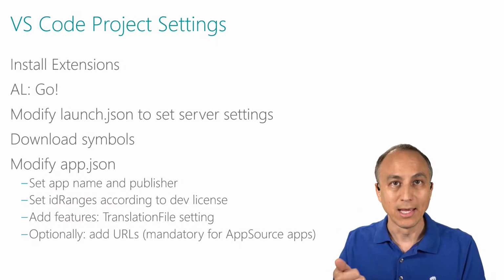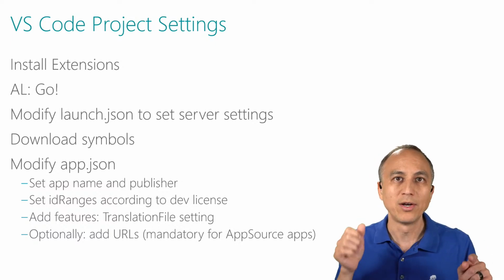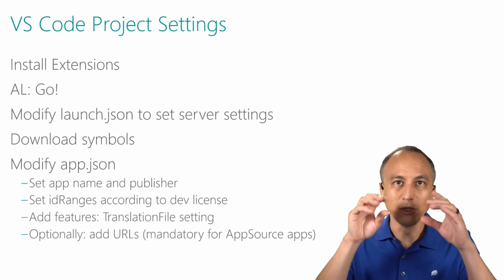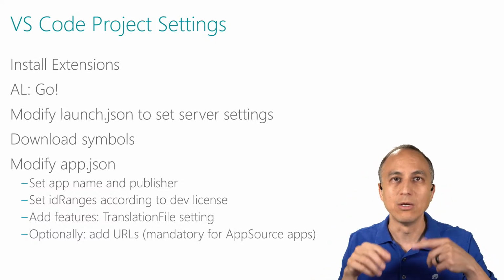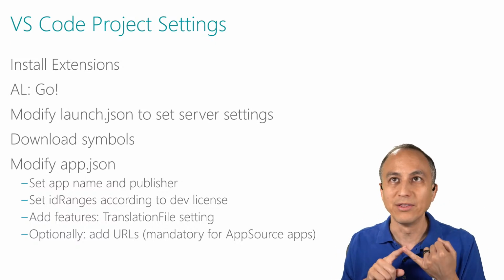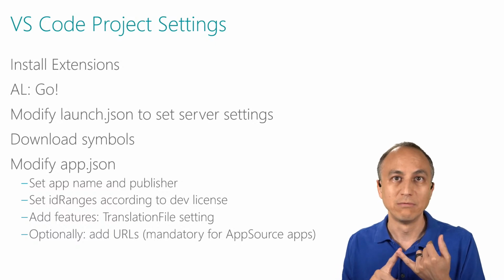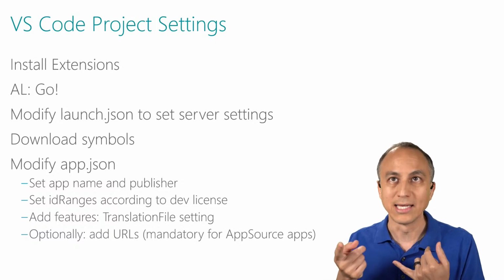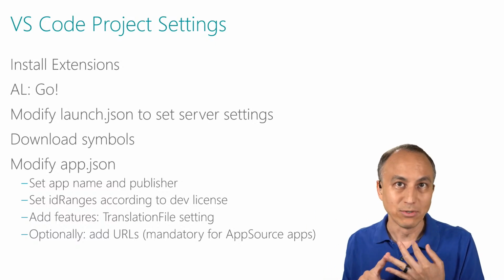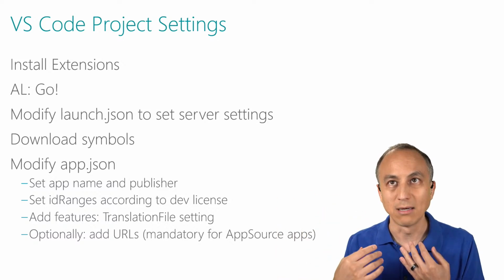Next, you know about AL Go. Not so much a setting, but just pressing F1 or Control-Shift-P in order to use that drop-down action menu, and choose AL Go. Then I talked about modifying the launch.json file to specify your server URL, and I'll do that again today. Then you need to download symbols from your BC Docker container or your online sandbox.